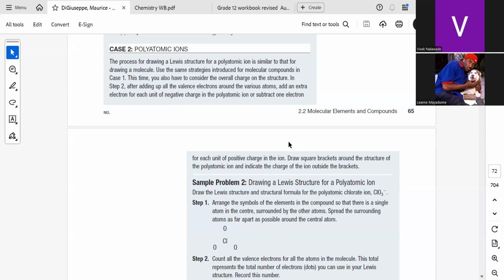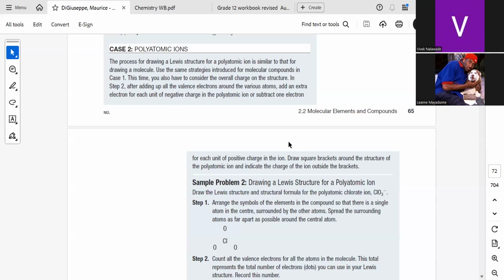From the given structure, the element which is least in number will be the central atom, except hydrogen and fluorine. For example, this is ClO3. So we have one chlorine and three oxygen. So my central atom will be chlorine.